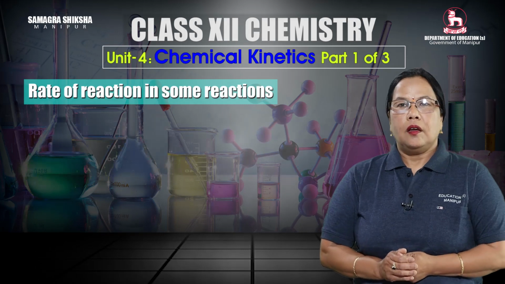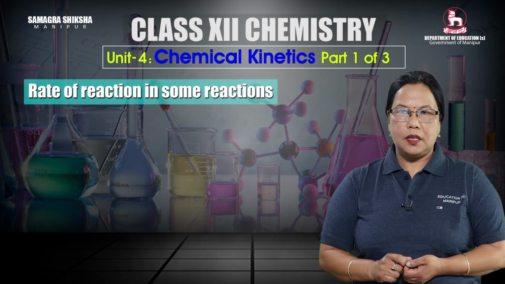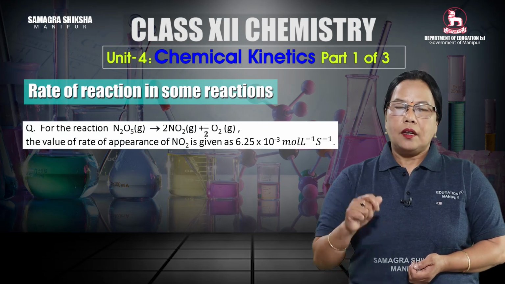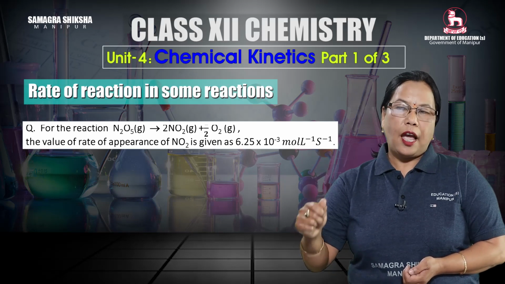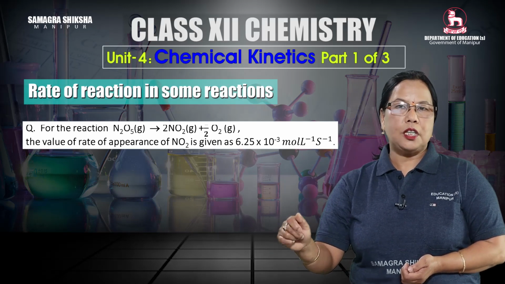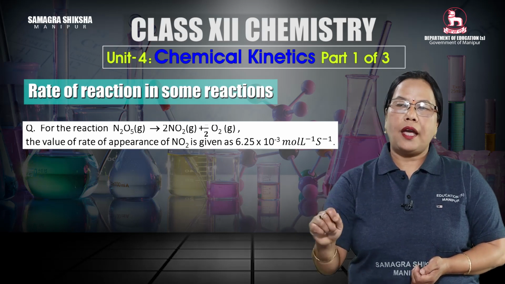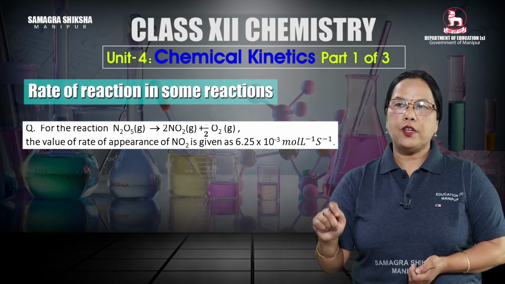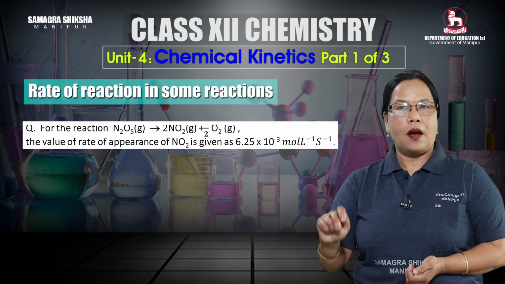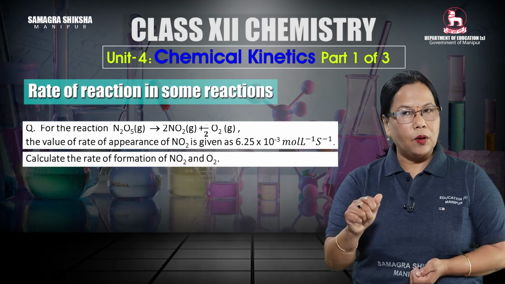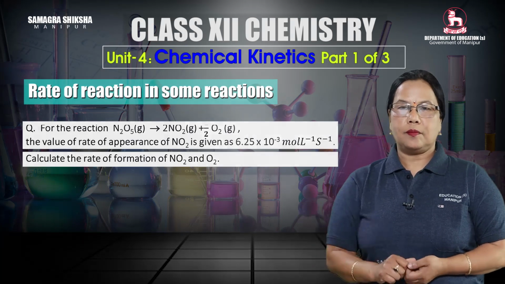Now let's try to calculate a problem. Let's look at a problem: for the reaction in which nitrogen pentoxide gas decomposes into nitrogen dioxide and oxygen, the value of the rate of appearance of nitrogen dioxide is given as 6.25 into 10 to the power minus 3 moles per liter per second. So your question is to calculate the rate of formation of nitrogen dioxide and oxygen.